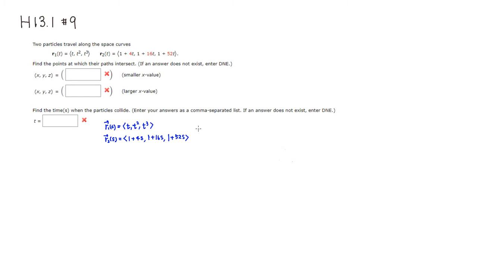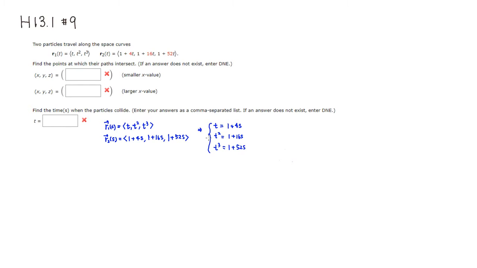The first one is t is equal to 1 plus 4s. Then t squared is equal to 1 plus 16s, and t cubed is equal to 1 plus 52s.